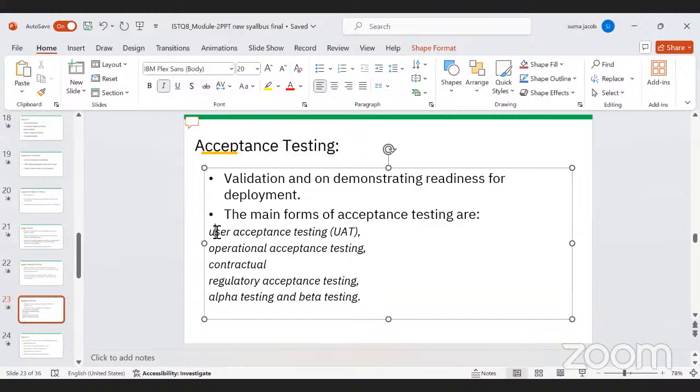And next is operational acceptance testing. There would be some operational acceptance criteria. Operational acceptance testing is the testing that validates if the system meets those operational requirements. For example, testing the backup or restore. If the system cannot do a proper backup or restore, that is a critical issue. For example, if you are testing a banking application and it is not able to do a proper backup or restore, that is a very critical issue.